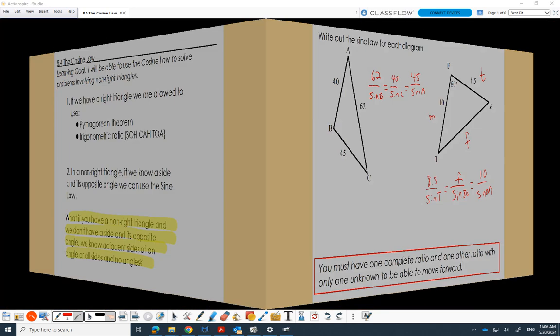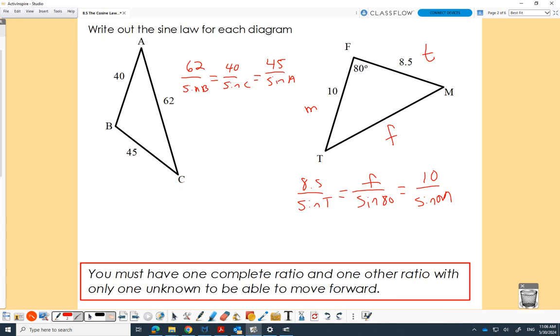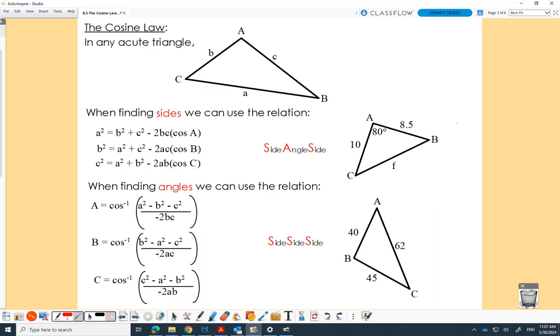And you'll see all sorts of crazy descriptions about sine law. Oh, if you have this, or if you have that. That's all too complicated. It comes down to this. Without an AA, a BB, or a CC, sine law is powerless. You must have one complete ratio and one other ratio with only one unknown to be able to move forward. All right.